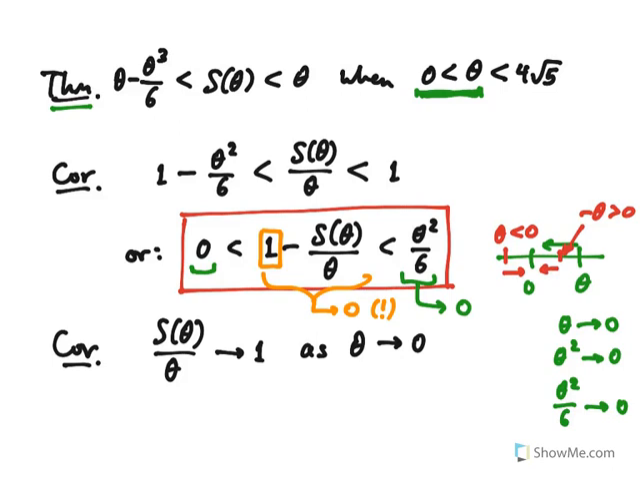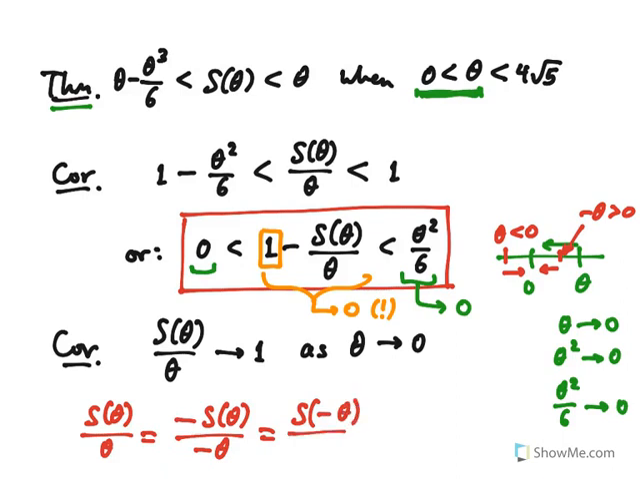And because the sine function is odd, if I take this ratio and multiply top and bottom by minus 1, nothing changes. But because the sine function is odd, you can pull the minus inside. And now you see that we've reduced it back to the positive case. To be even more explicit about it, if I call negative theta phi, which is positive, then this just reduces to S of phi over phi.